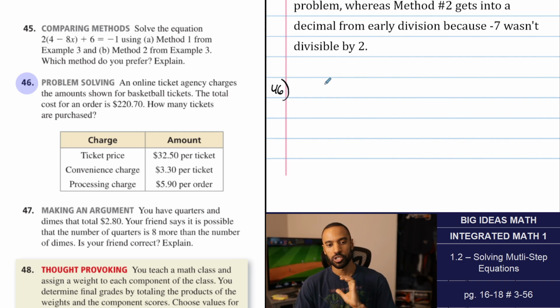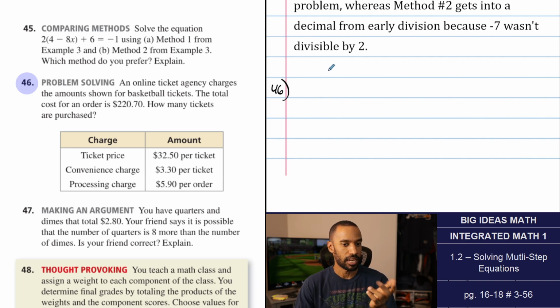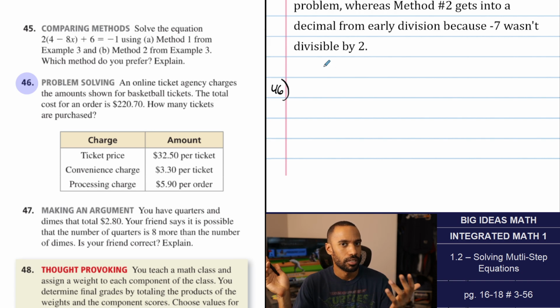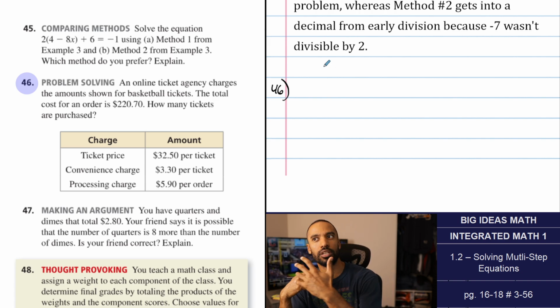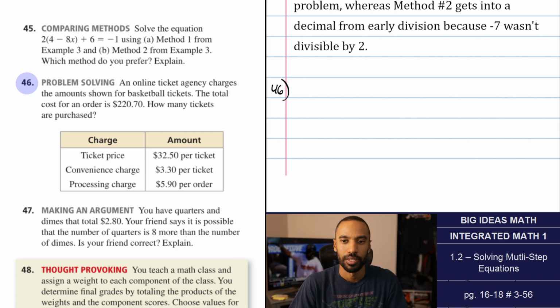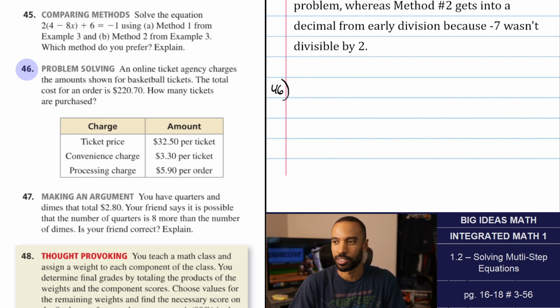There's a processing charge and convenience charge. I think we can state the per ticket convenience charges per ticket. I hate convenience charges, man. I don't know what they're charging. I know it's convenience. I don't know where the money's going for that. Anyway, different thing entirely. How many tickets are purchased? Number of tickets is what we're missing.